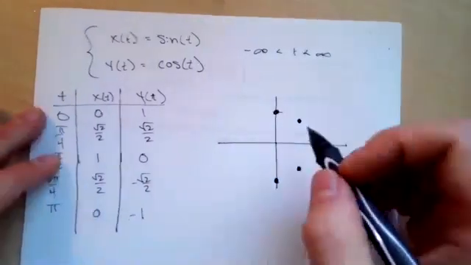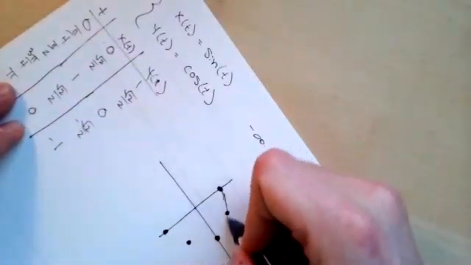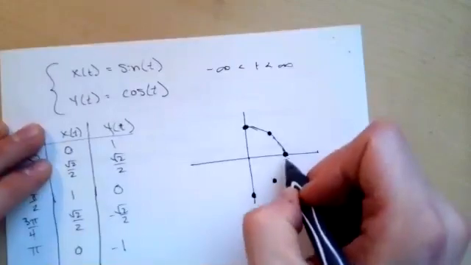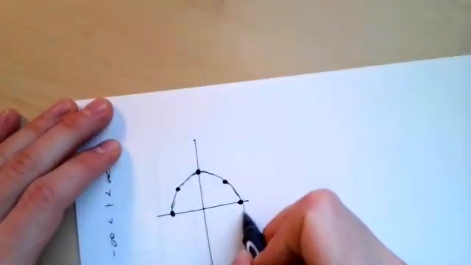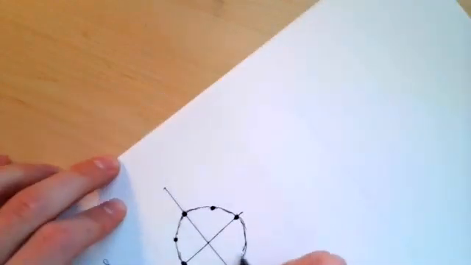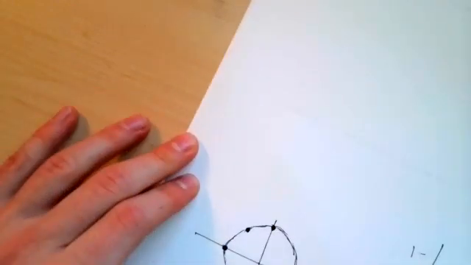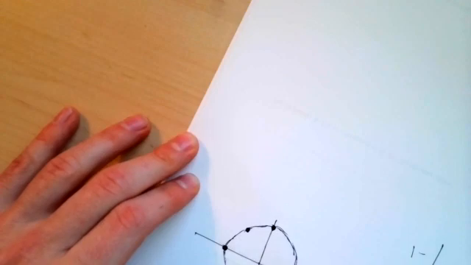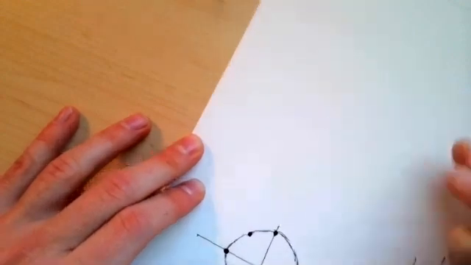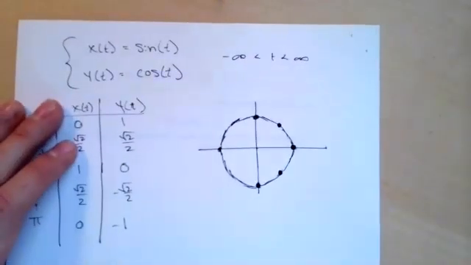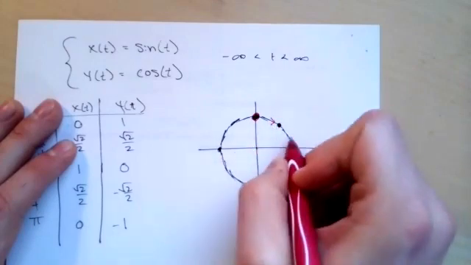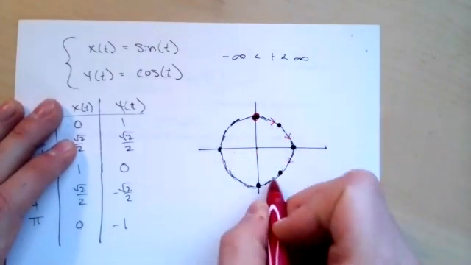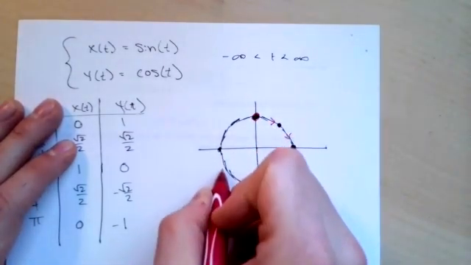So if we were to keep going in time, hopefully everyone can see, we still get a circle. However, how are we traversing this curve? Now, our starting point was here at the top, and we're traveling clockwise. So we're actually traveling in the opposite direction.